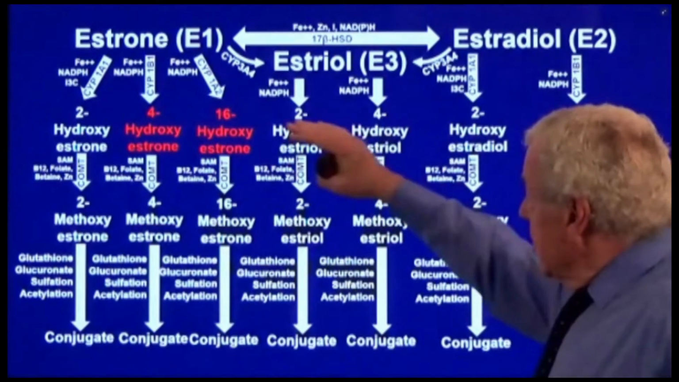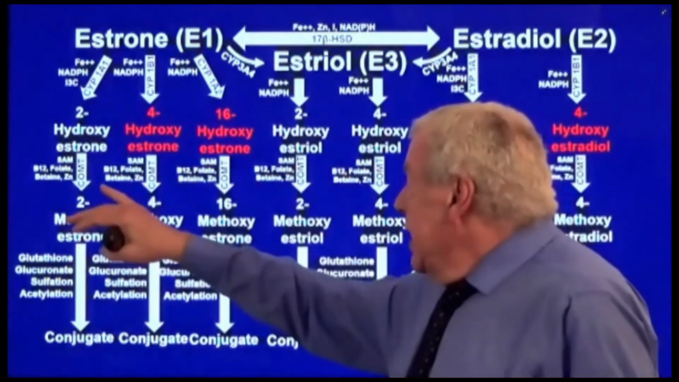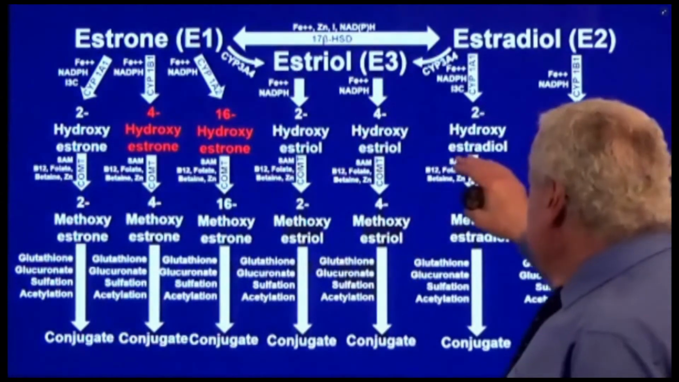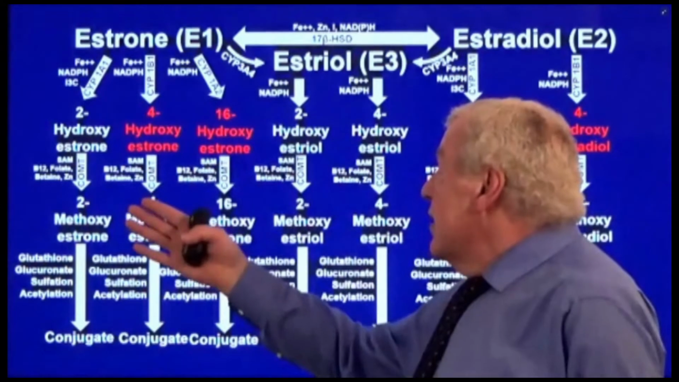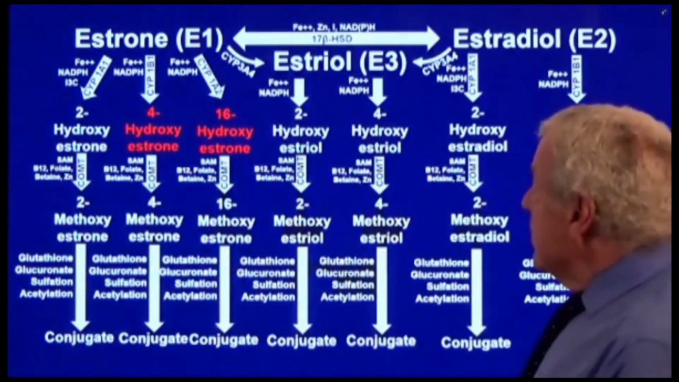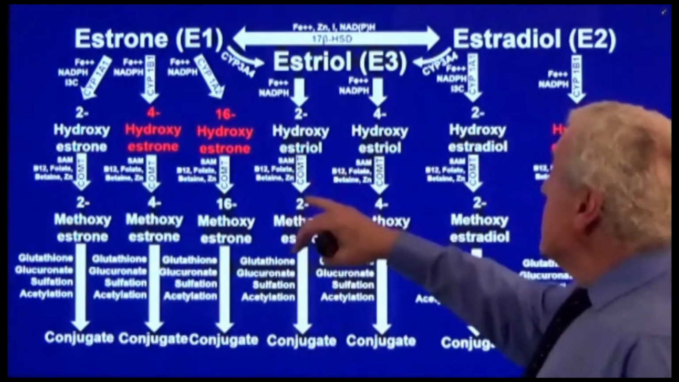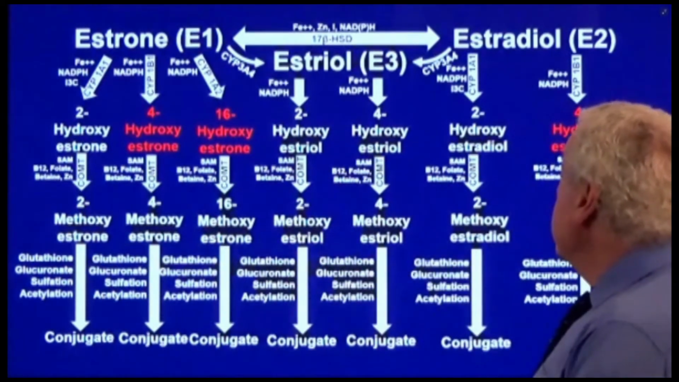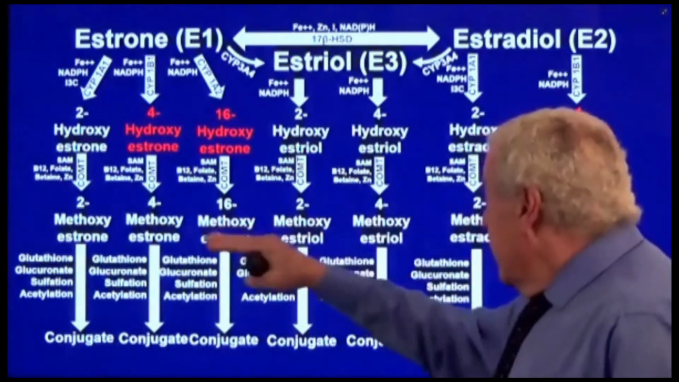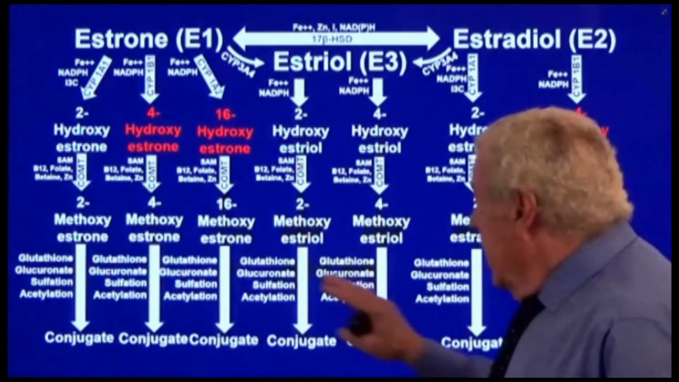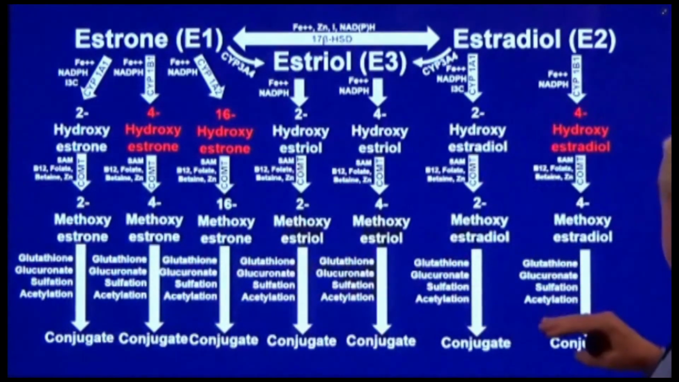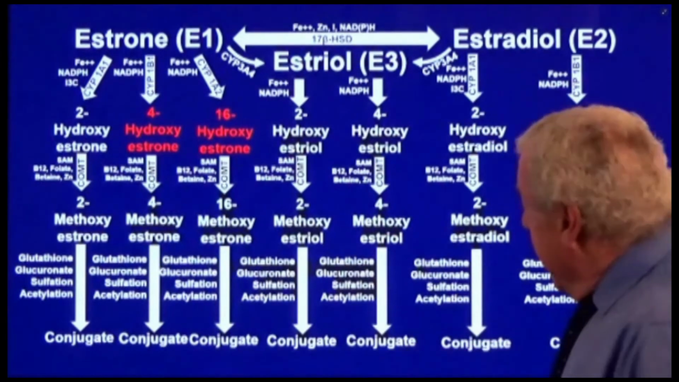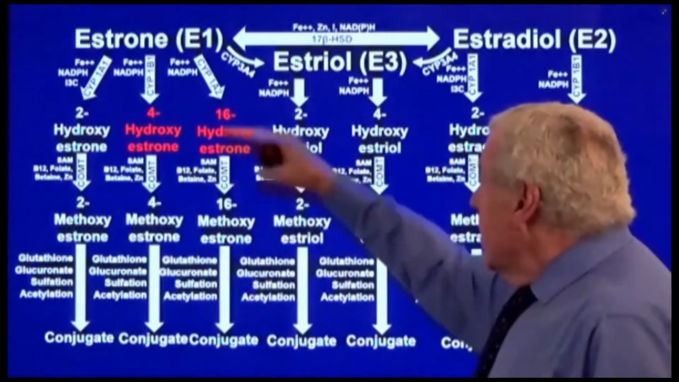All these hydroxylated derivatives are then methylated by an enzyme called catechol-O-methyltransferase, or COMT for short, and they all use SAM, S-adenosylmethionine, as the methyl donor. And to recycle and synthesize SAM, we may need methylcobalamin, 5-methyltetrahydrofolate, betaine, and zinc, as you can see there. Then the methoxylated derivatives of estrone and estradiol are generally conjugated by glutathione, glucuronidation, sulfation, and acetylation. So this way we can work backwards and find out exactly where the blockage is.